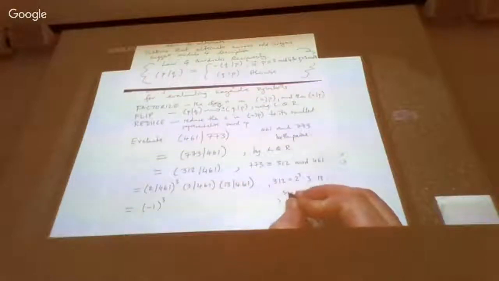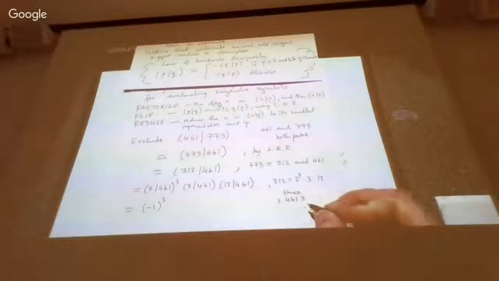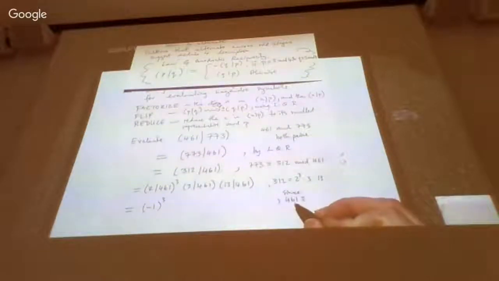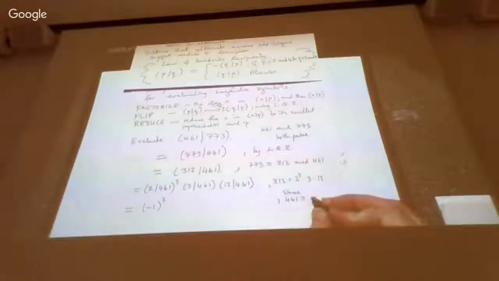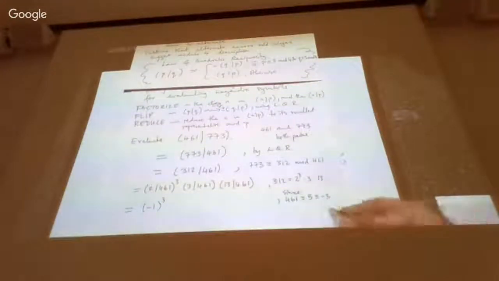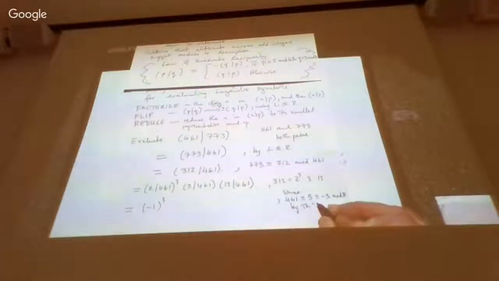That's true since 461, divide that by 8: 8 into 46 goes 5 times, 40, remainder 6; 8 into 61 goes 7 times, 56, remainder 5. So 461 is congruent to 5, which is congruent to, think of that as minus 3 mod 8. And so by theorem 8.6, when the prime is congruent to 3 or 5 modulo 8, 2 is not a quadratic residue.